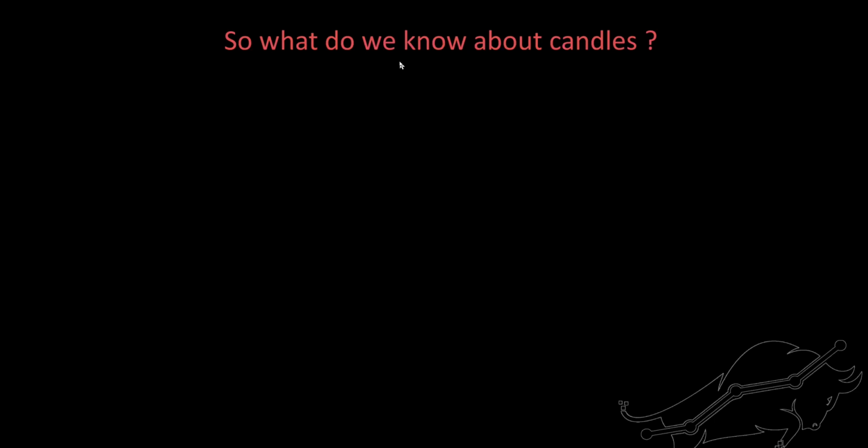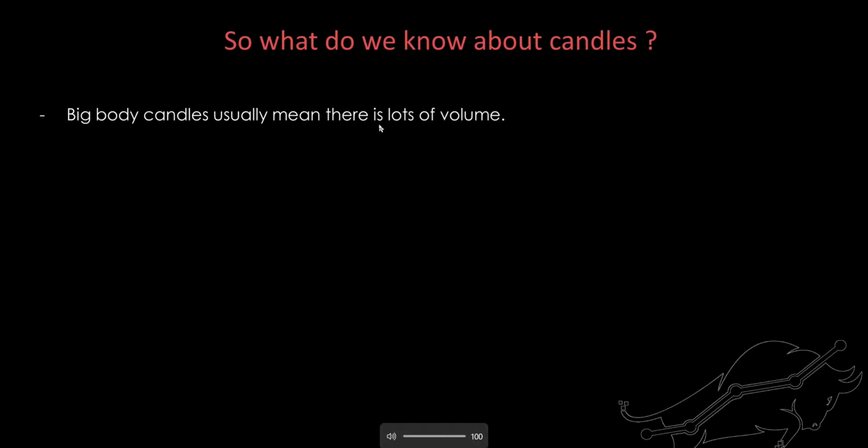So first of all, when we talk about Impulse Entries, we need to understand what we know about candles, because when we're looking at the charts, we're looking at the candles, and if we can't understand candles, then we can't understand where prices are going to go. Indicators are basically lagging behind candles, so it's really important to understand what candles mean. First of all, we need to understand what big body candles mean. Big body candles always mean there's a lot of volume in the market.